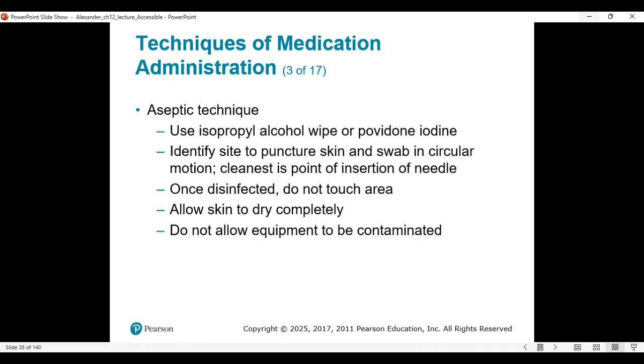Aseptic technique. This is how we prepare an area. If we're going to do an IM or sub-Q or an IV, we're going to use an isopropyl alcohol wipe or iodine. We're going to identify the puncture site. We're going to swab in a circular motion and clean this. Once it is disinfected, we're not going to touch it again. We're going to let that skin dry completely, and we're not going to let any equipment be contaminated.